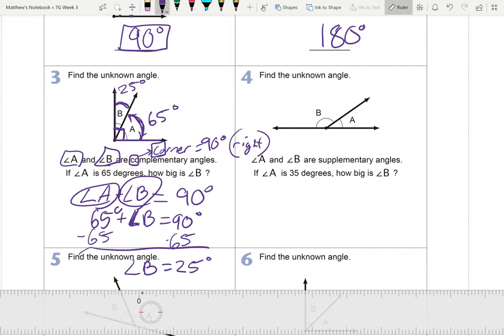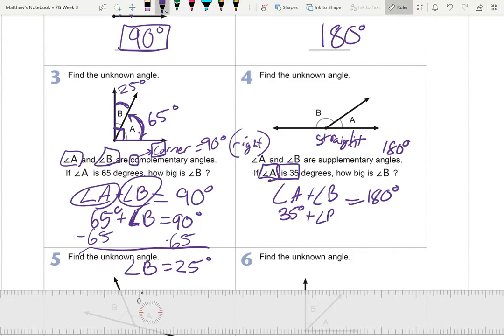Question 4, find the unknown angle. This time, instead of forming a right angle, it forms a straight line, which we know is 180 degrees. And here, if we know that angle A plus angle B, notice these are angle signs I have in front of the letters, equals 180 degrees, and it tells us that angle A is 35 degrees, then I can just substitute in 35 degrees for angle A, plus the measure of angle B equals 180.